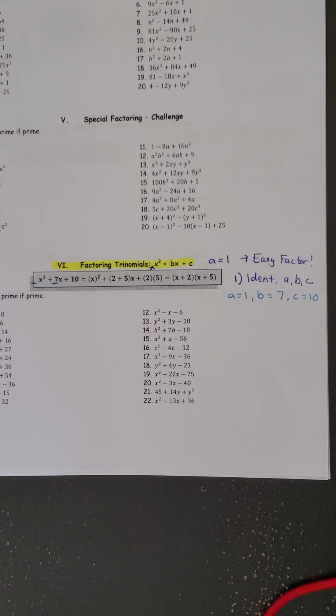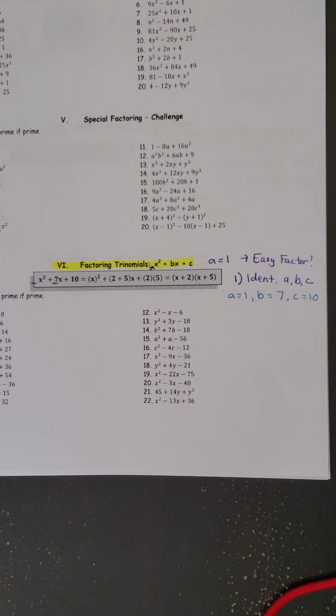All right. So step 1 is to identify A, B, and C. A is the number in front of x squared. B is the number in front of the linear term, or x, and C is the constant. So A, B, C. All right, next step. After identifying them, since A is 1, I'm going to do this method.